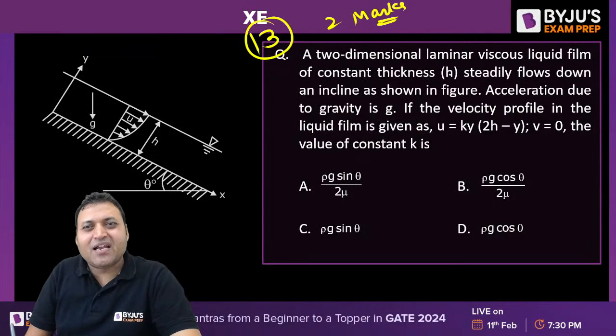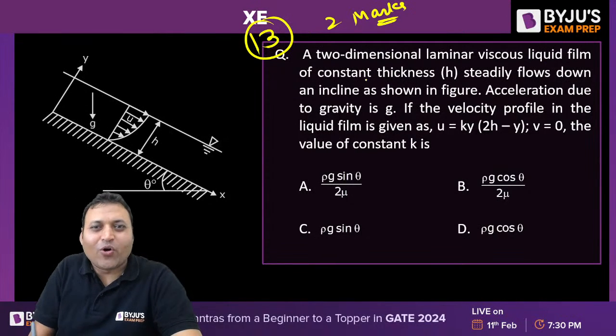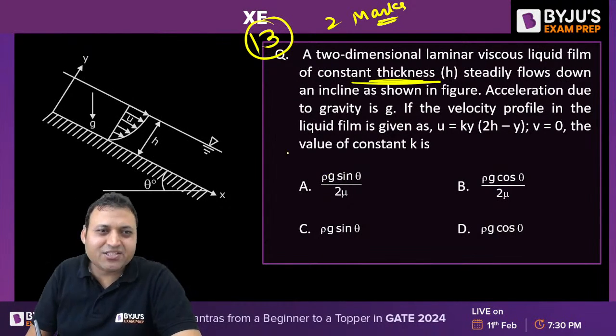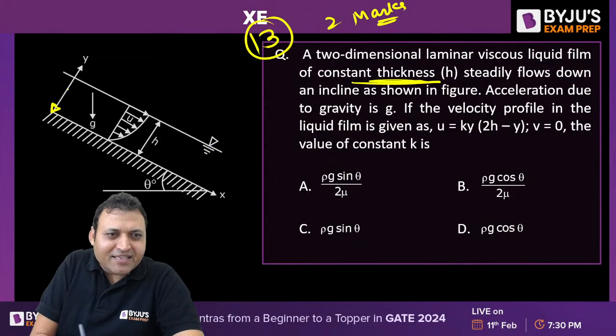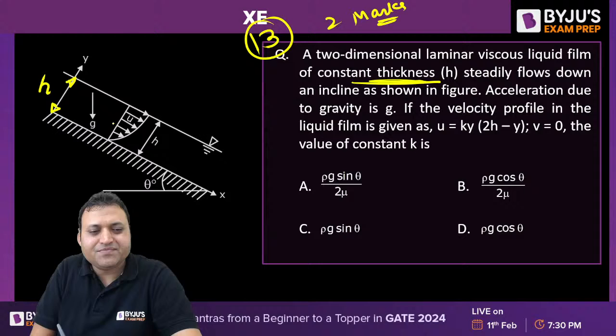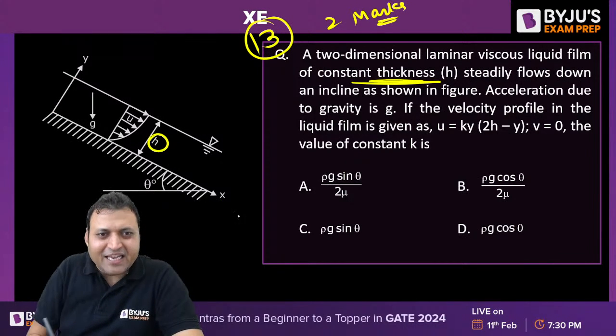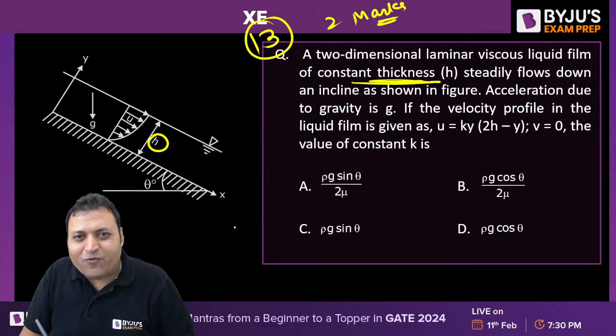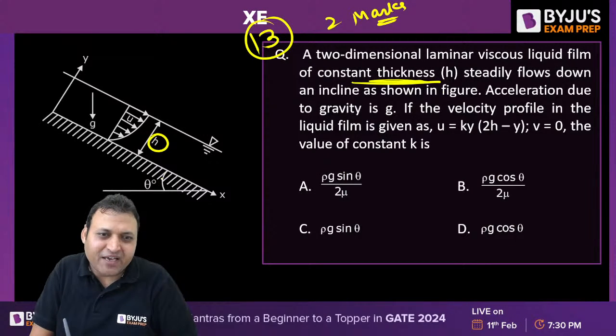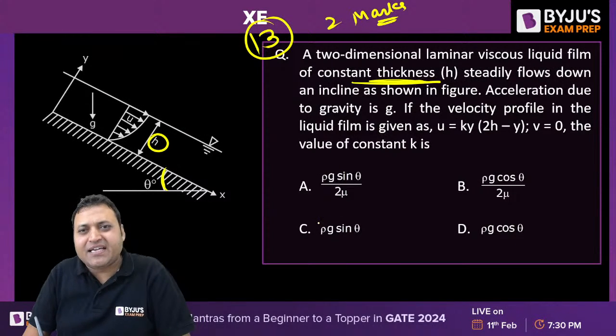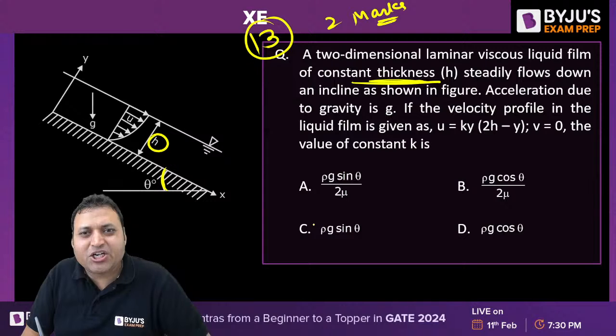A two-dimensional laminar viscous liquid film of constant thickness H. This is the thickness H. It is already mentioned here. Yes, the thickness of the fluid is H. It steadily flows down an incline as in the figure. The angle of inclination is theta with the horizontal. Acceleration due to gravity is g.